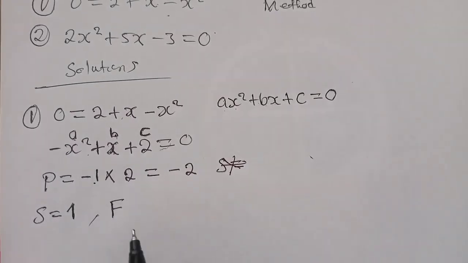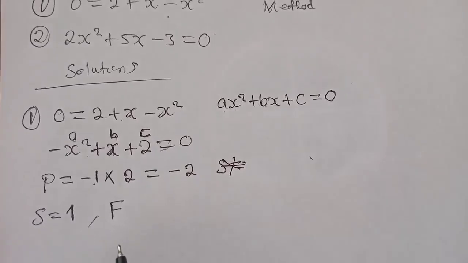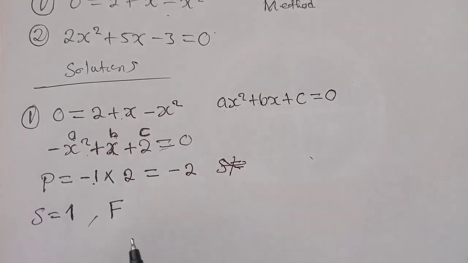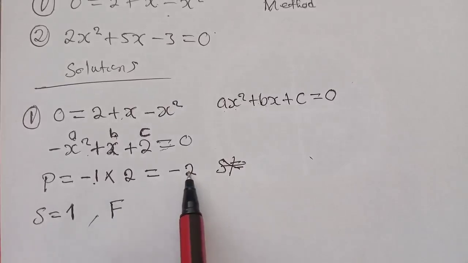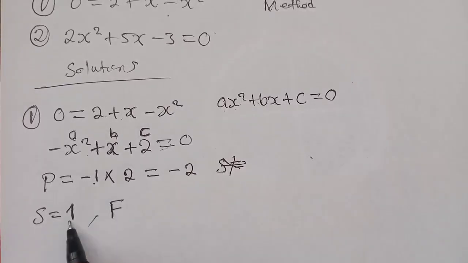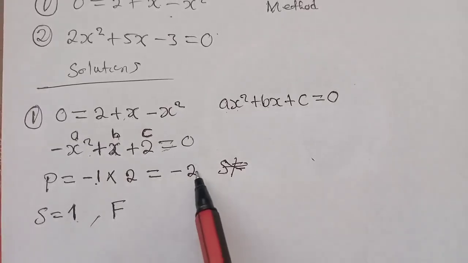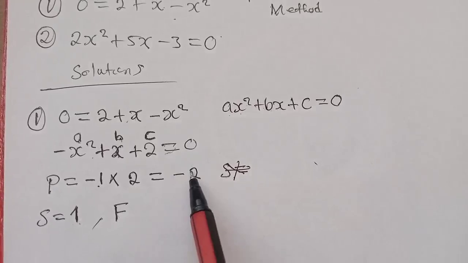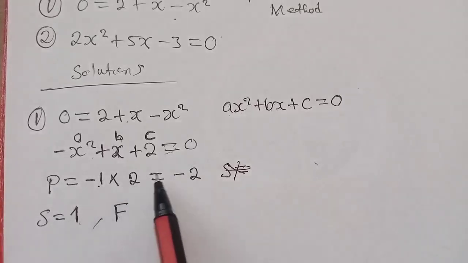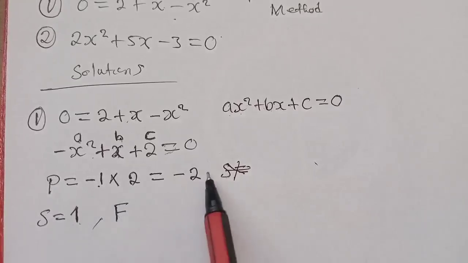The factors are the two numbers that, when you multiply them, they should give you the product, and when you add them, they should give you the sum. So what are those factors of 2 that when you multiply them, they should give you this one?